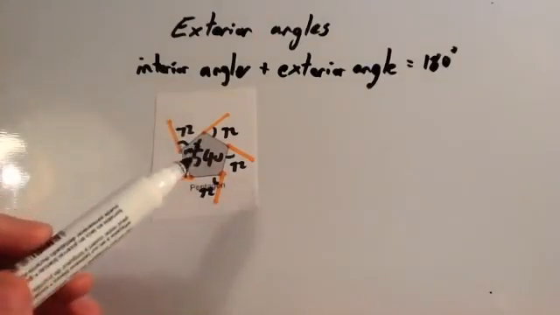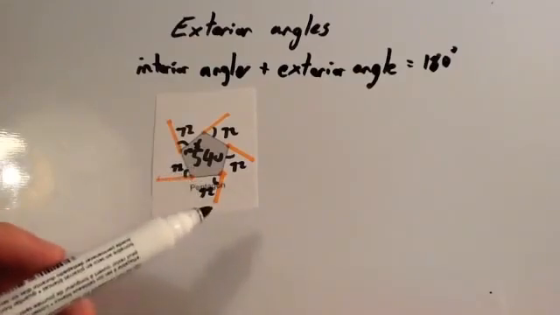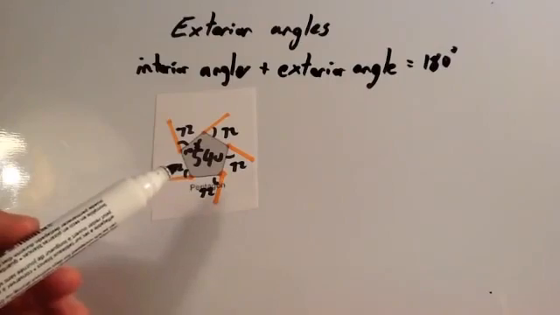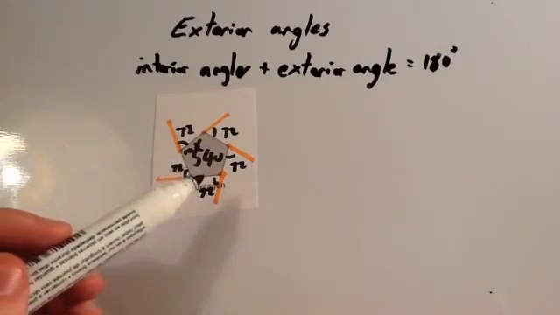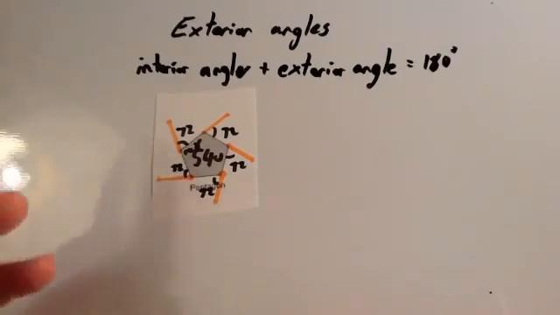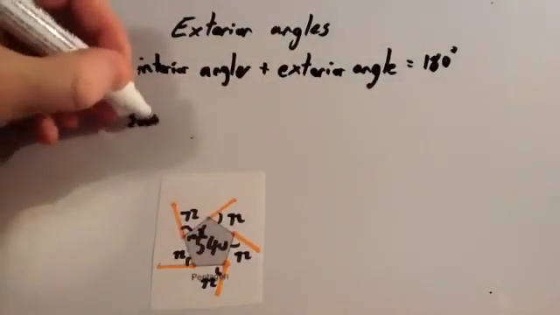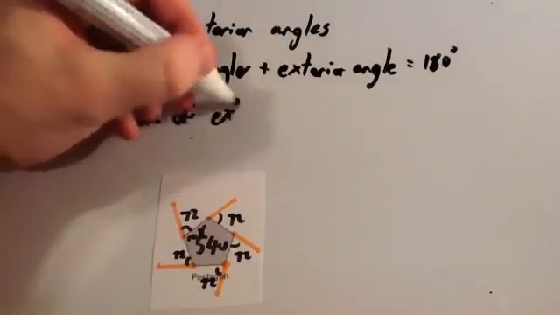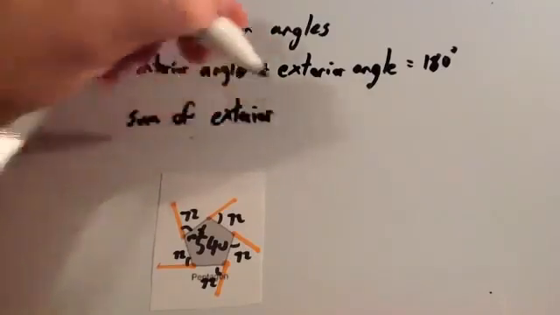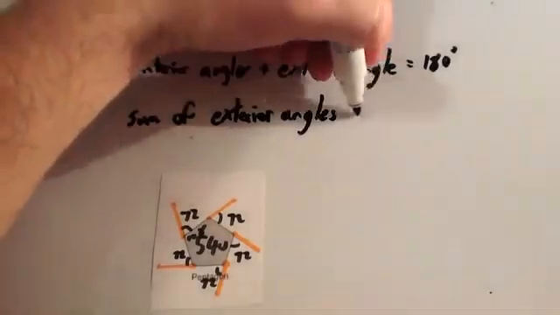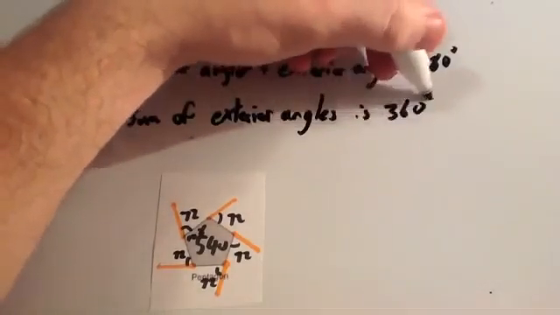That would work for all regular polygons. If you consider an equilateral triangle, the interior angle is 60. The exterior angle would be 120. 120 times 3 is 360. So the sum of exterior angles for regular or irregular polygons is 360 degrees.